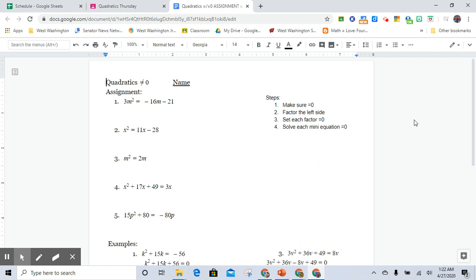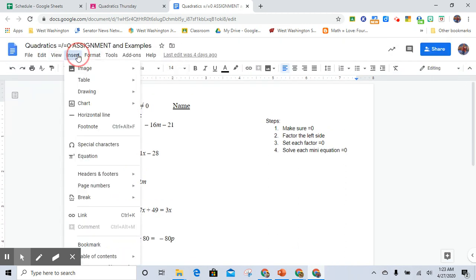Hey guys, so I had some requests for number 1, 4, and 5. So here we go. Number 1, I guess I need my equation editor. There we go.